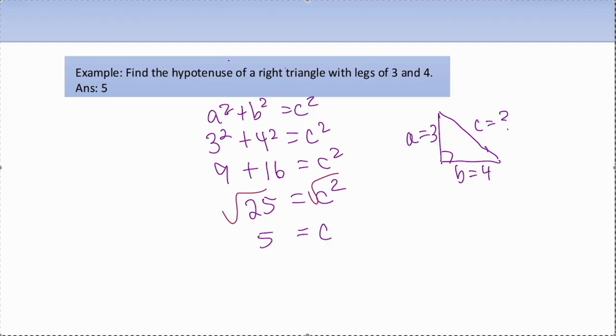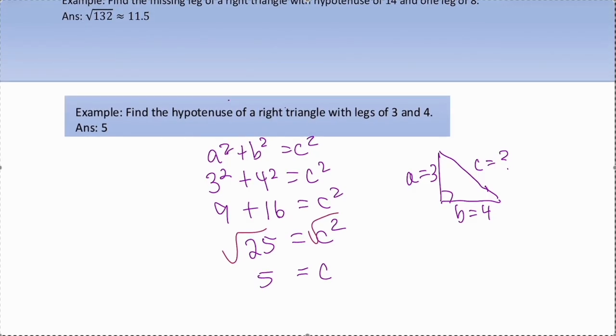Now, the hypotenuse should always be the longest side. So when you get your answer of 5, since it is the longest side, that's a good indication that we're right.